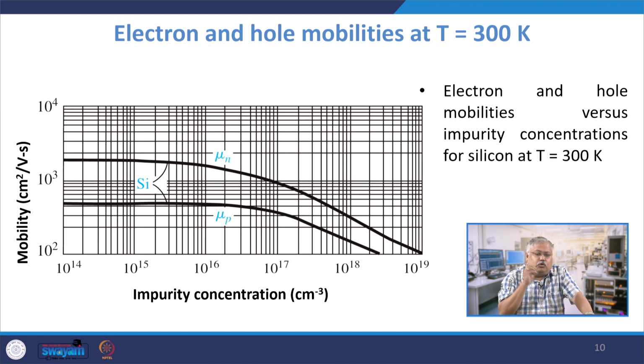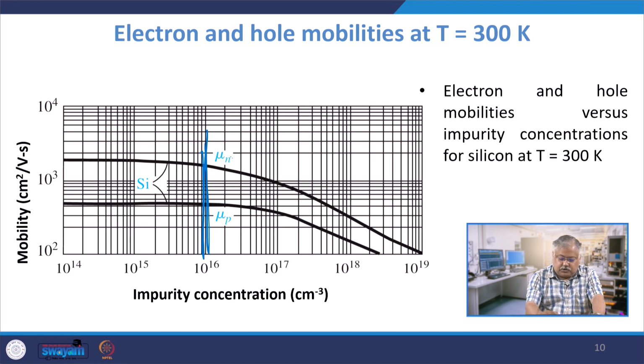As you introduce more and more impurity concentration into the silicon, you end up having more scattering centers, and as a result the mobility will fall down. However, an interesting phenomenon is that the mobility remains almost constant with impurity concentration up to somewhere around 10 to the power 15 to 16. This is the region where it remains constant, and then there is a drastic fall.